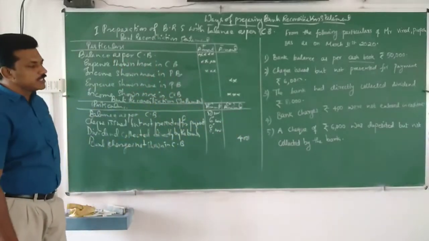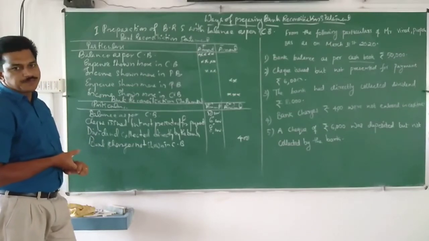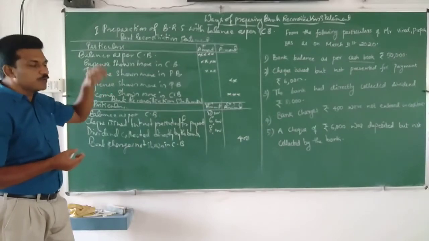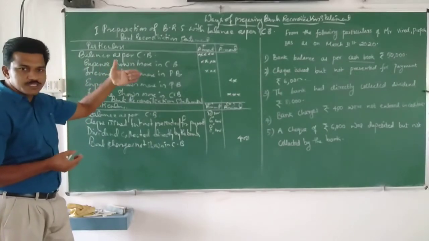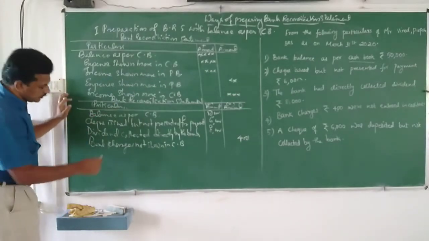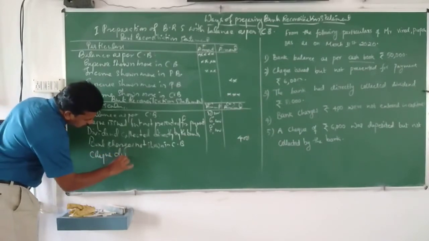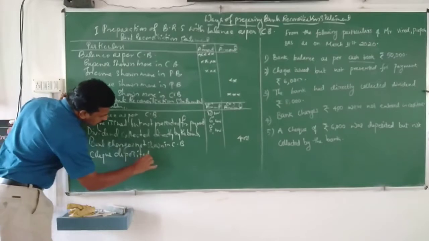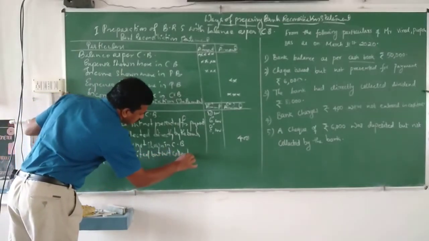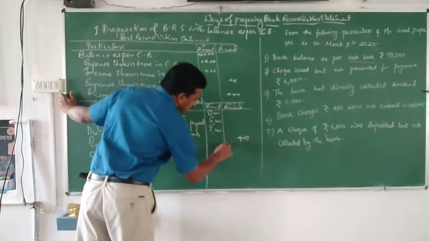Then the last point, check of rupees 6,000 was deposited but not collected by the bank. That means income shown in cash book. Since we deposited the check, we have shown it as an income. So income shown but not shown in the passbook. Check deposited but not collected by the bank. How much? 6,000.